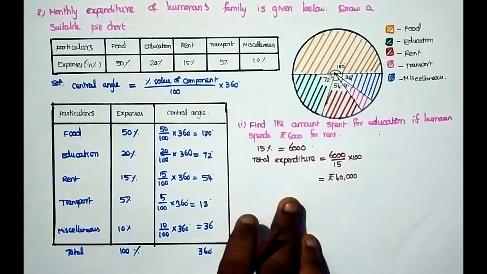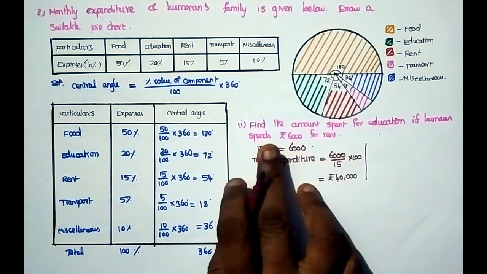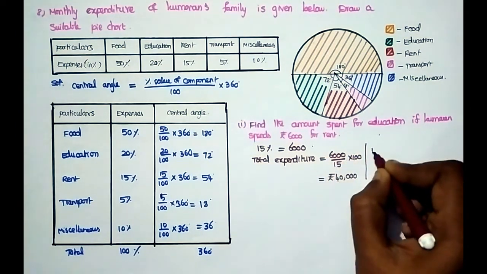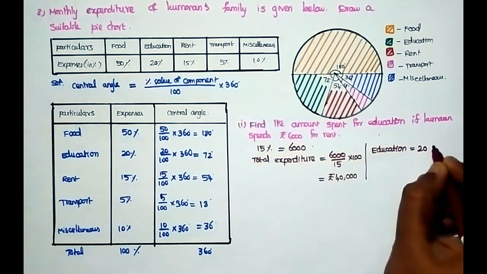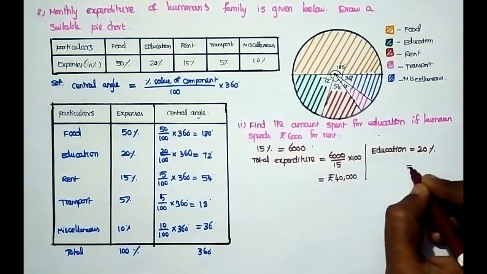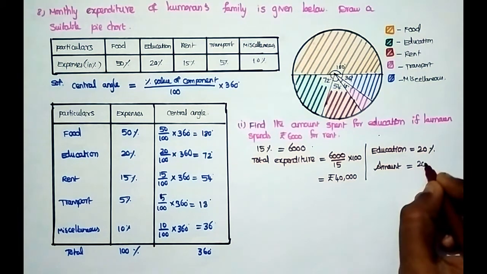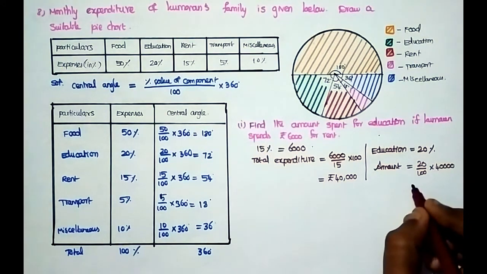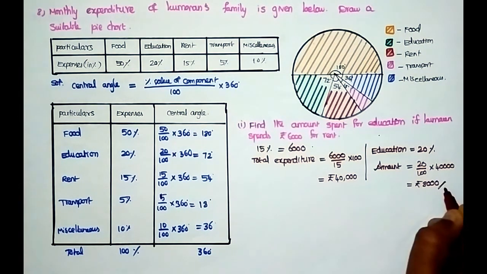So total expenditures equal to 40,000 means, they ask, find the amount spent for education. So education equal to how much? 20%. That means amount equal to 20 divided by 100 into 40,000. From 40,000, 20% they spend for education. So that is rupees 8,000. That is the answer.